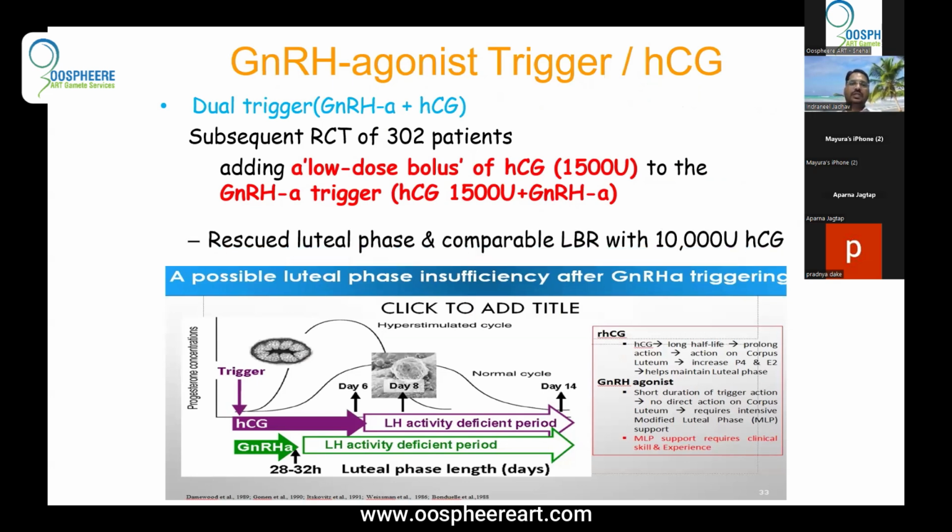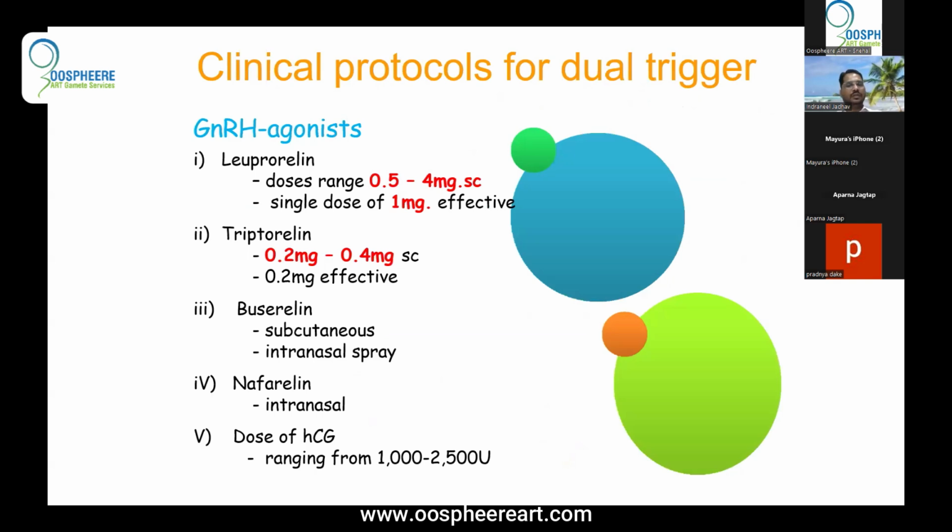So, it rescues the luteal phase and has a comparable live birth rate with higher doses of HCG. So, protocols for dual trigger, the doses are there. Mostly we use agonist trigger of leuprolide or triptorelin, but others are not used even if it is said. And again, we can use HCG.